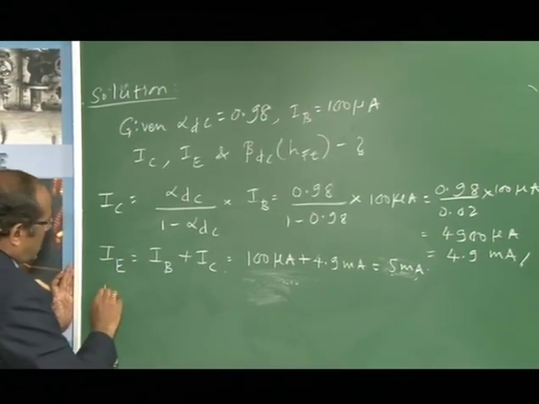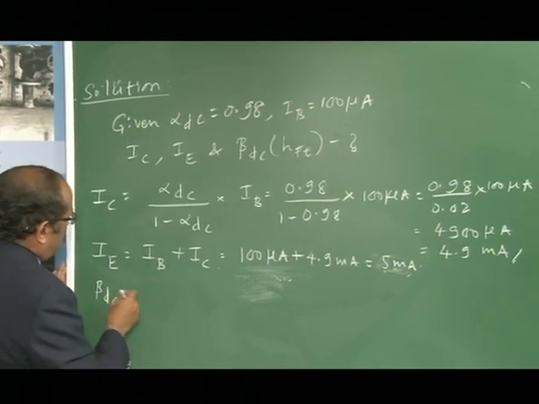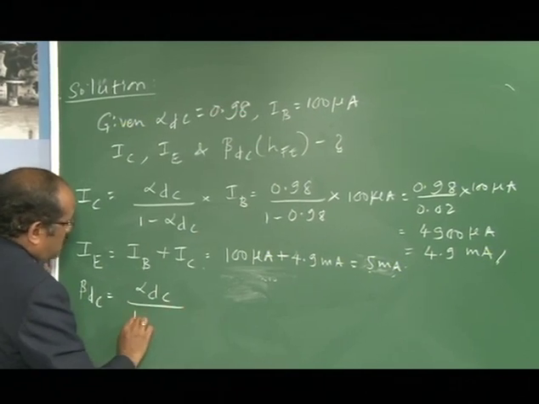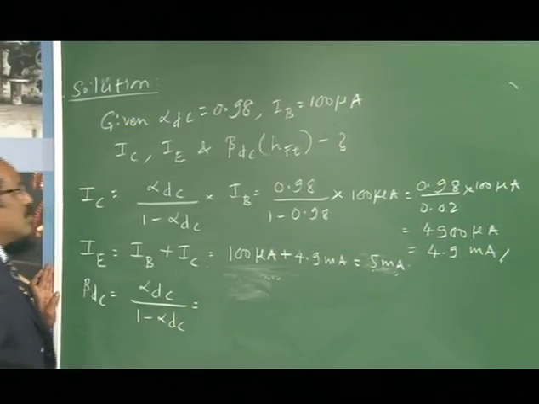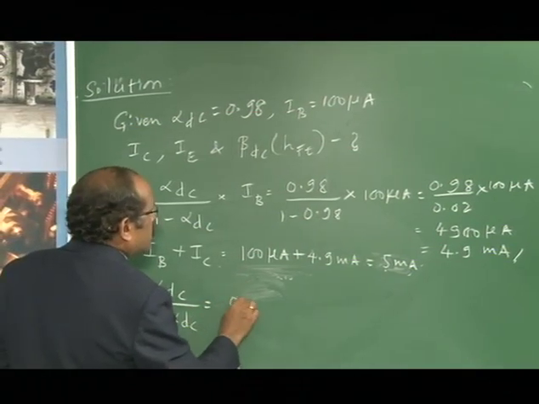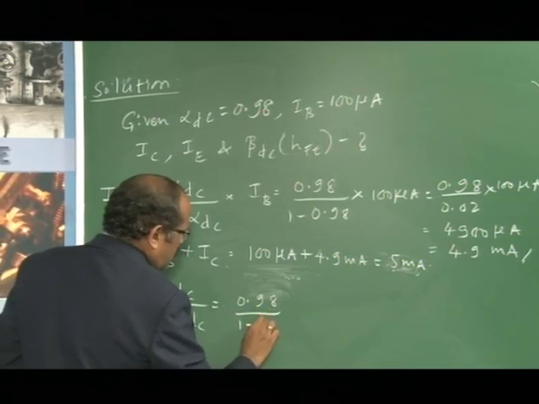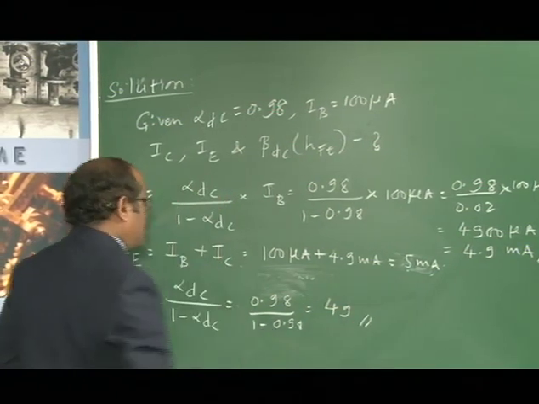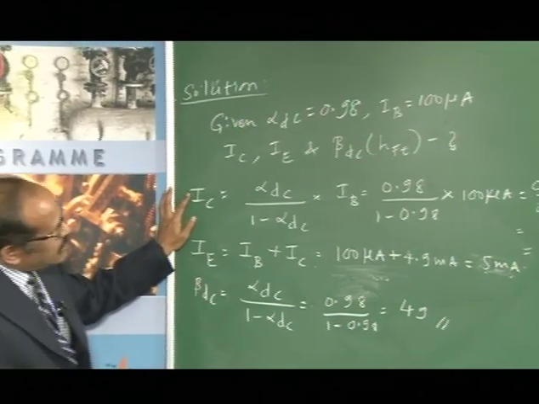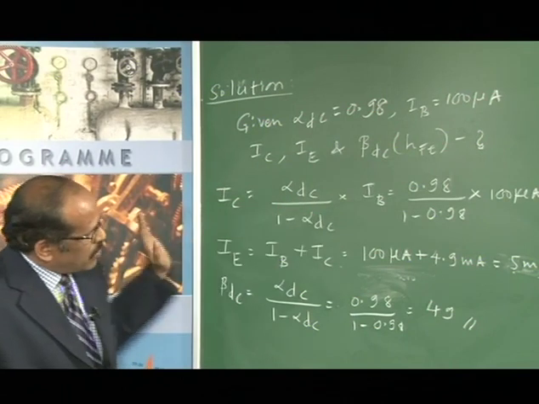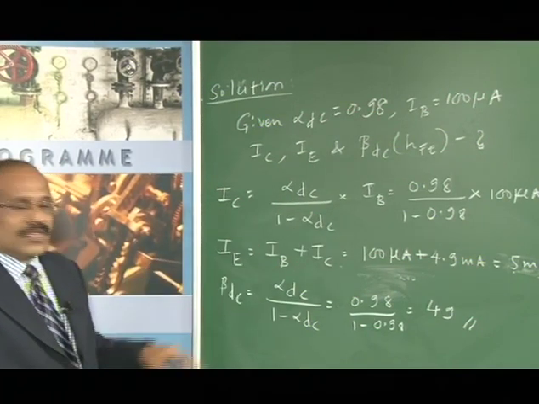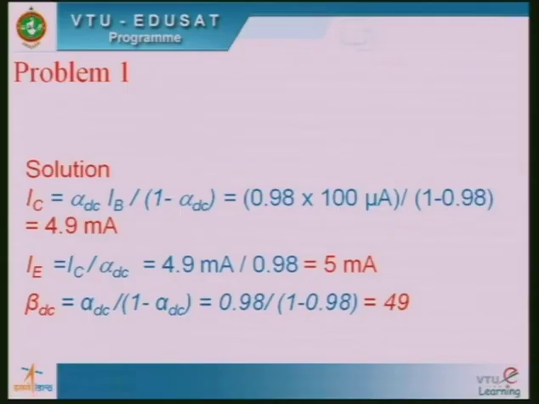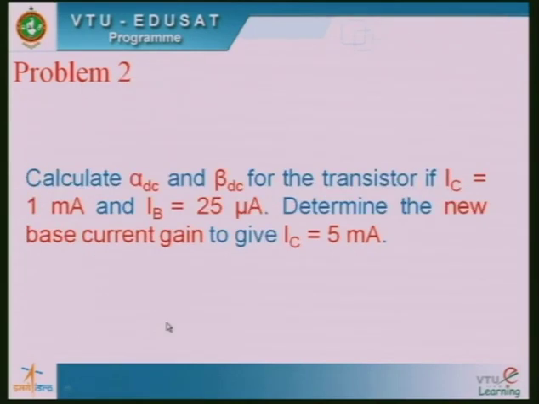Finally, beta DC we need to find out. You can simply use alpha DC divided by 1 minus alpha DC. If you substitute 0.98 and 1 minus 0.98, it comes out to be 49. So using this solution, we get IC equal to 4.9 milliamperes, IE equal to, naturally, 5 milliamperes, and beta DC equal to 49. Now let us see another problem.